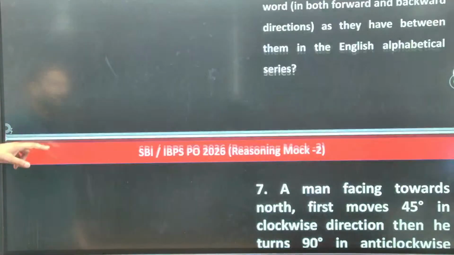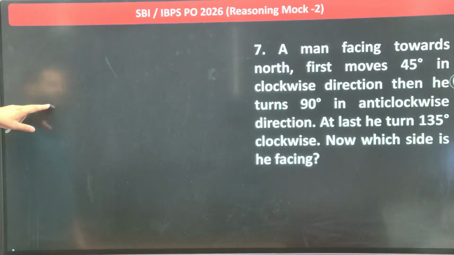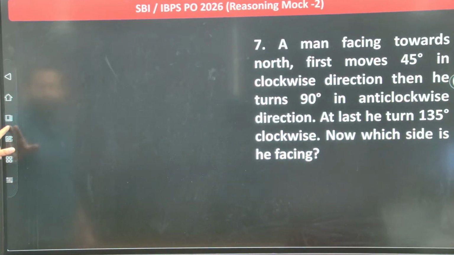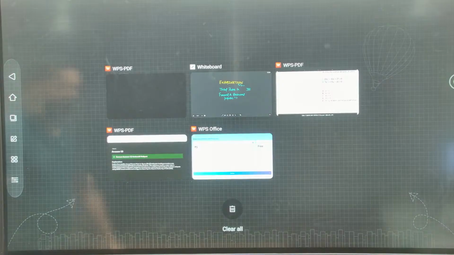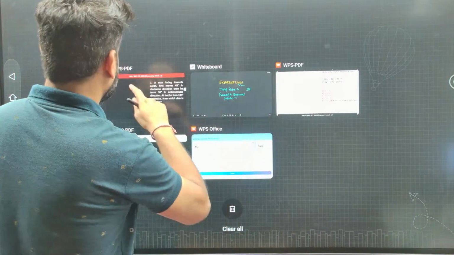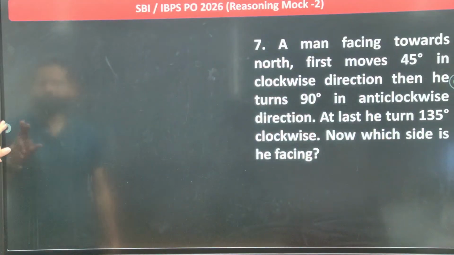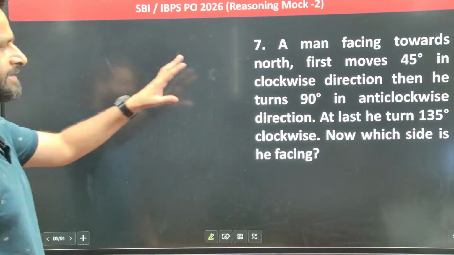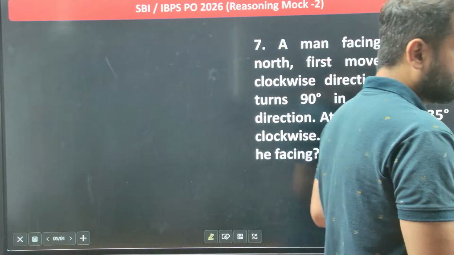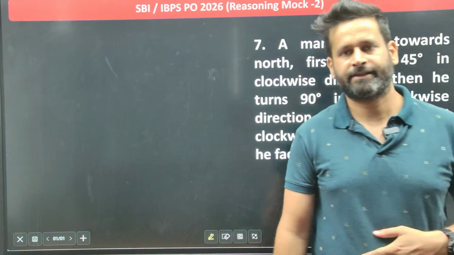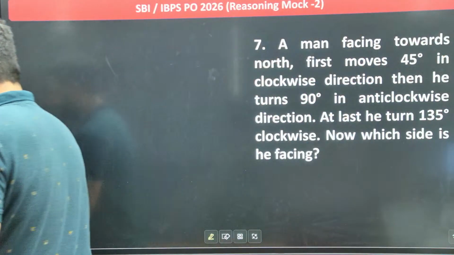Done. Next. Direction. Yes. Today I have included some questions of direction sense. Give it a try. Yesterday we have not solved any question. Today we will. Direction sense. Give it a try. Very easy.